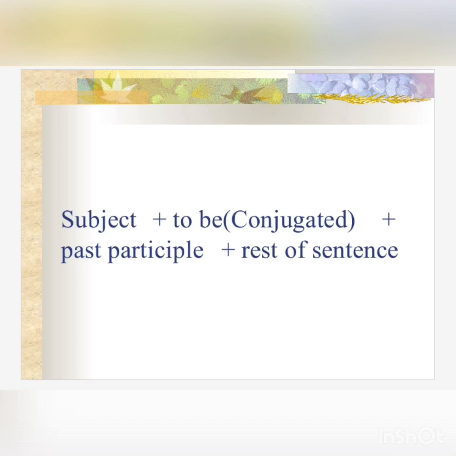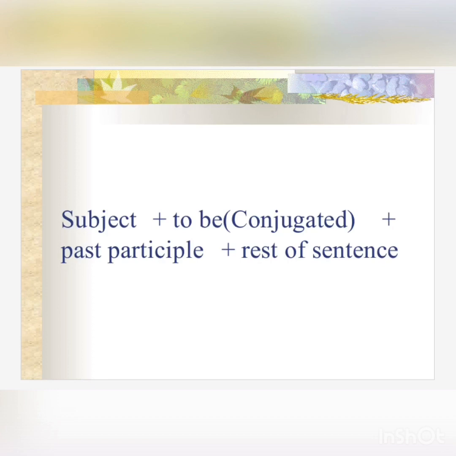Passive voice. First, let's revise how we form it. Subject plus the verb to be plus past participle plus the rest of the sentence. The verb to be should be conjugated. Let's revise. What does it mean, conjugated?